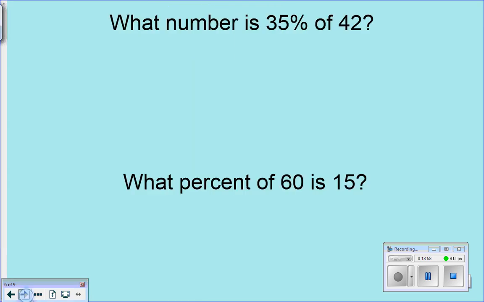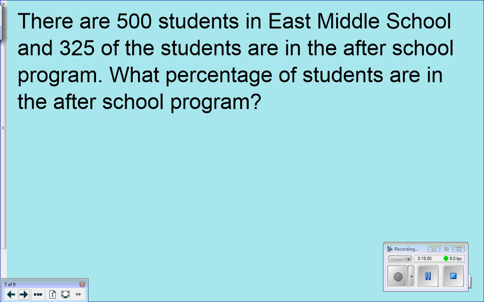Let's see. Let's go. Can I show you one story problem before we leave? I have plenty of time. Can I show you one story problem? Because there's going to be a few on the homework today. Okay. There are 500 students in East Middle School, and we won't solve it. Let's just set it up. Is that all right? We just set it up.